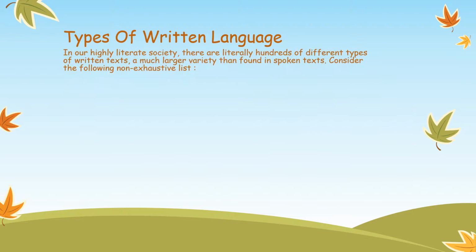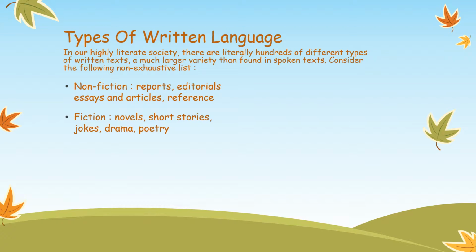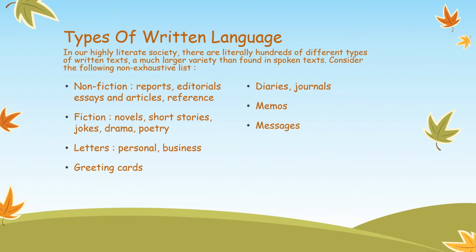Types of written language. In our highly literate society, there are literally hundreds of different types of written text, a much larger variety than found in spoken text. Consider the following non-exhaustive list. Non-fiction, such as reports, editorials, essays, and articles, reference. Fiction, like novels, short stories, jokes, drama, letters, personal business, greeting cards, diaries, journals, memos, message, and nonsense.